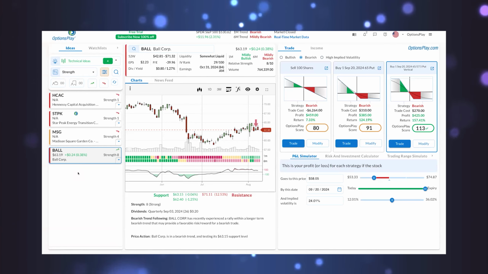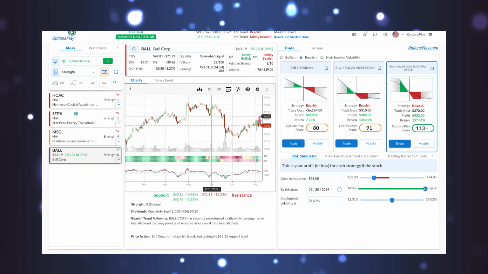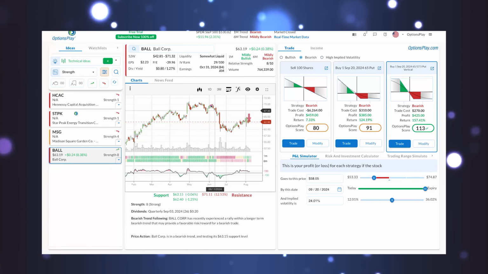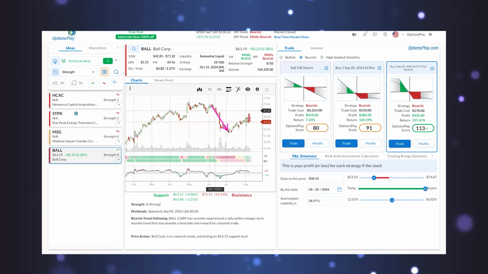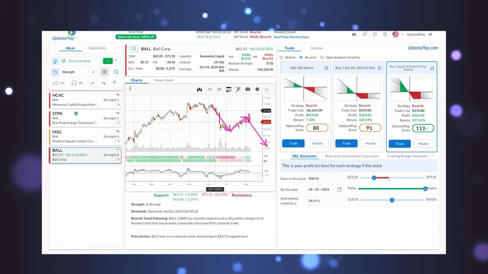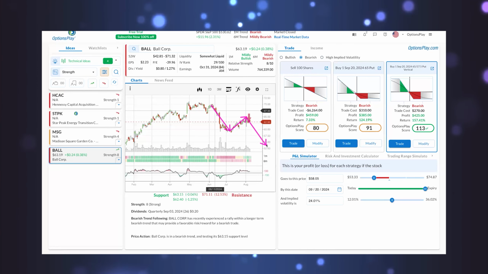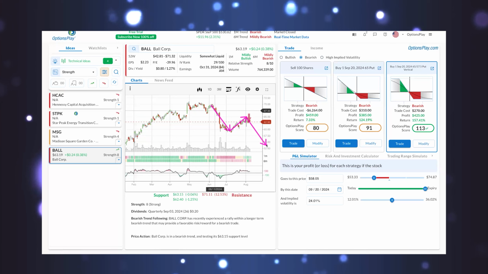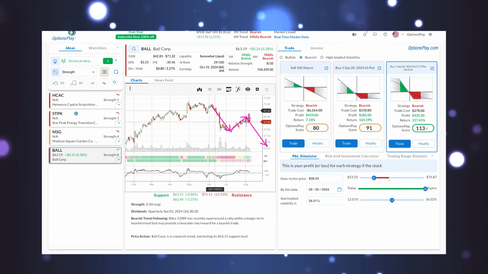But Ball Corp is an example of this, right? This is a stock that recently turned bearish in terms of trends, right? Declined from $70 to $60, rallied back up to 65. And that is your potential opportunity to seek a bearish exposure here in Ball Corp, right?